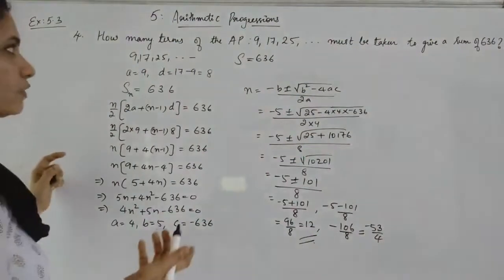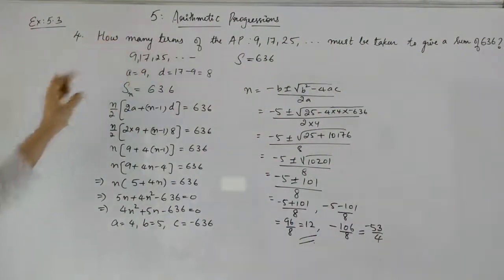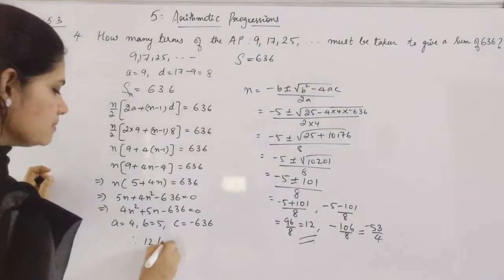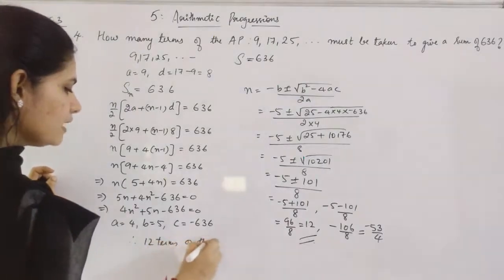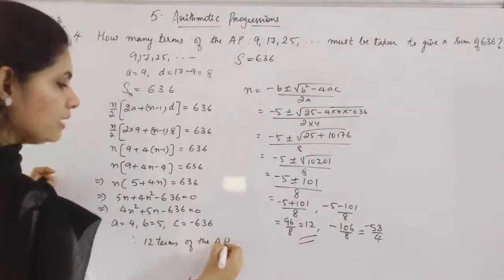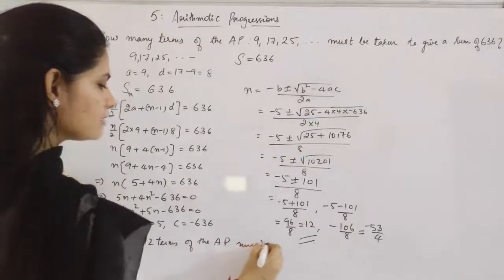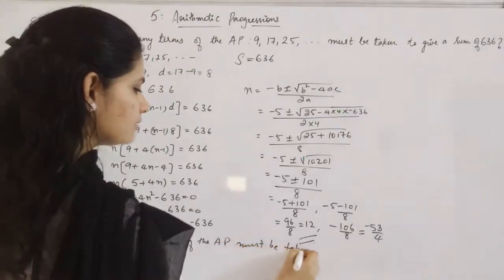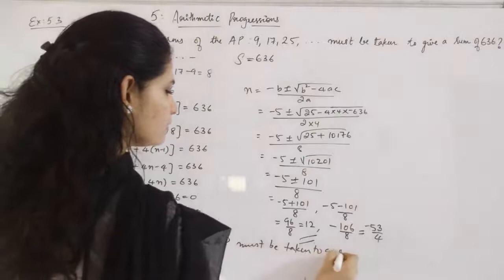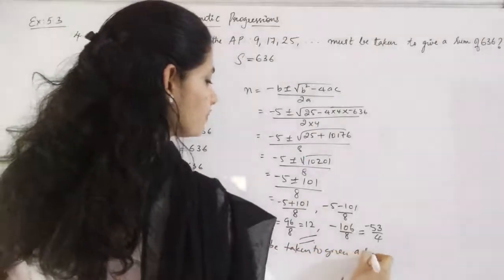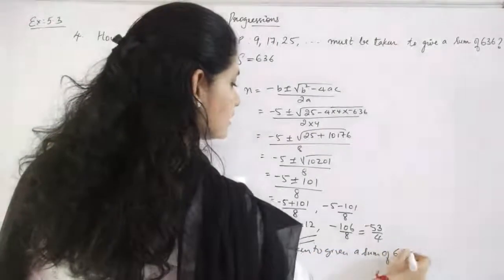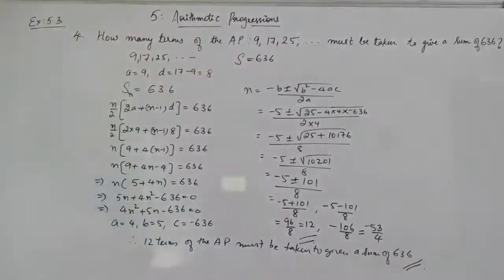So this will be your value for n. The question is how many terms, so you can say that therefore 12 terms of the AP must be taken to give a sum of 636. Okay, 12 terms should be taken. Clear?